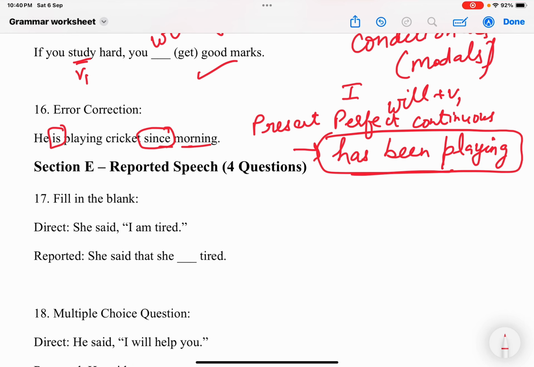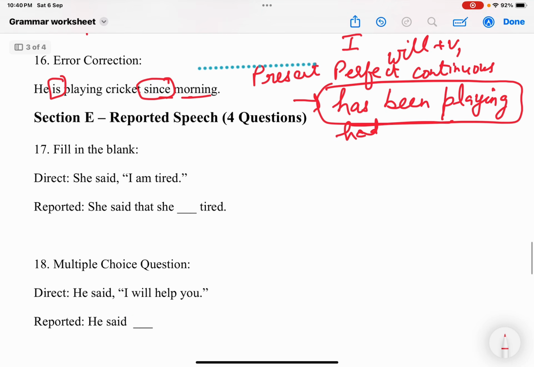The sentence would be he has been playing cricket since morning, or had been is also correct, because specification is not there whether the sentence is of present tense or past tense. So we can use both has been playing or had been playing.